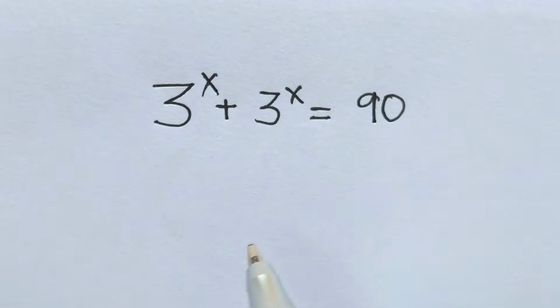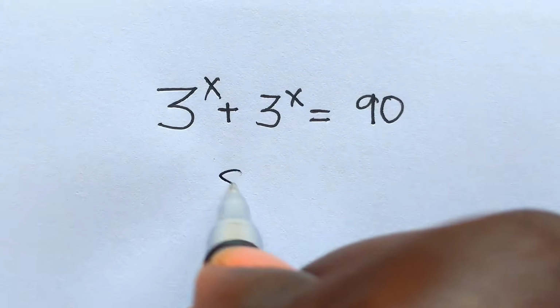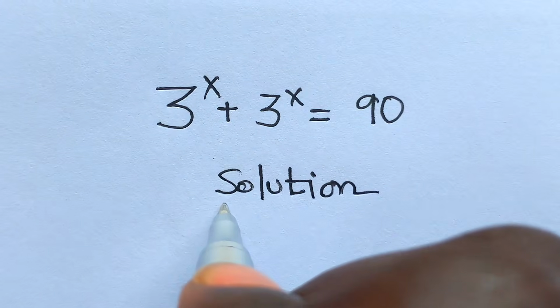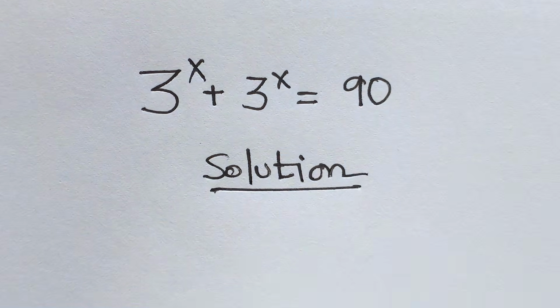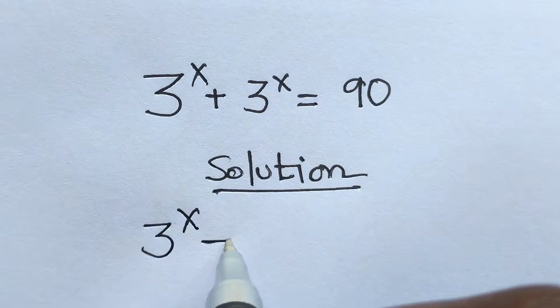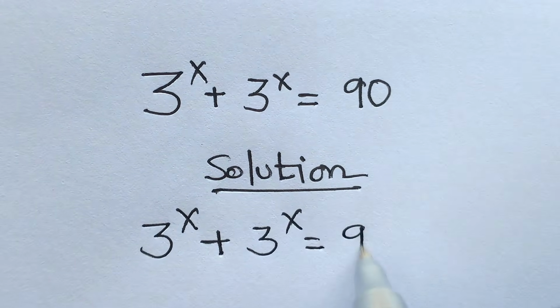I have given the question: 3 power x plus 3 power x equals 90. Let's provide a solution.